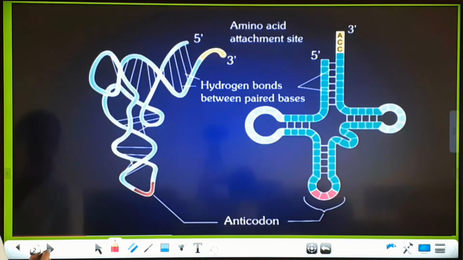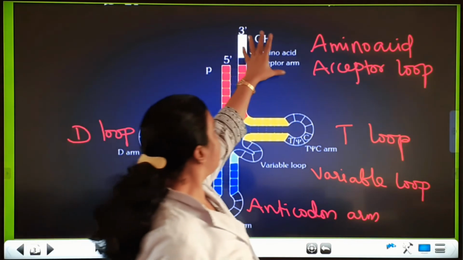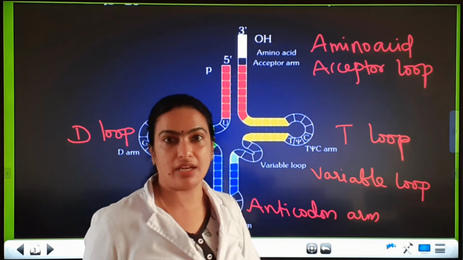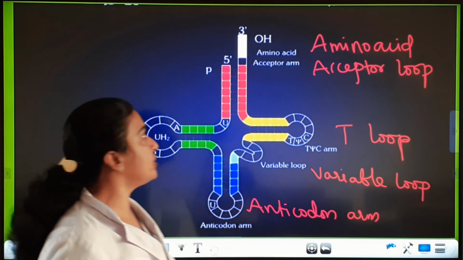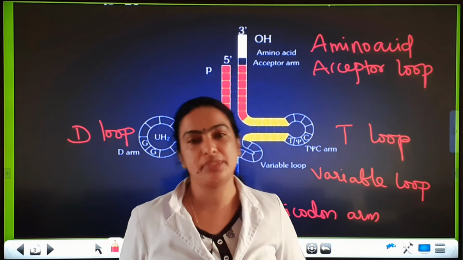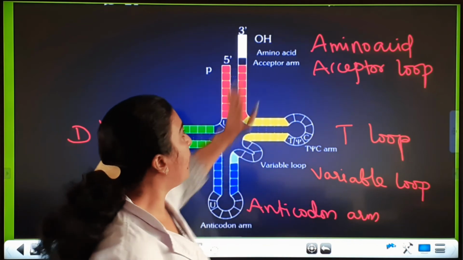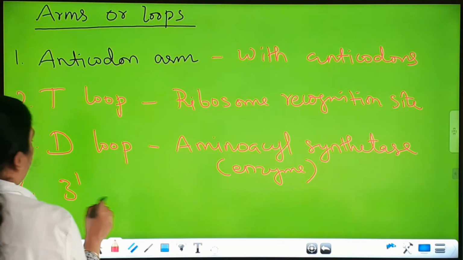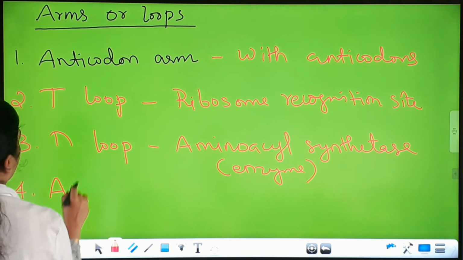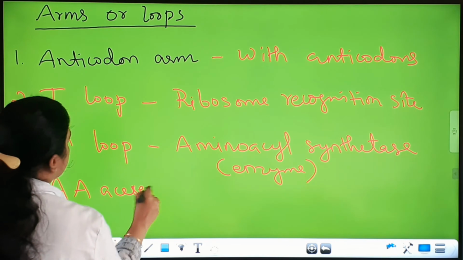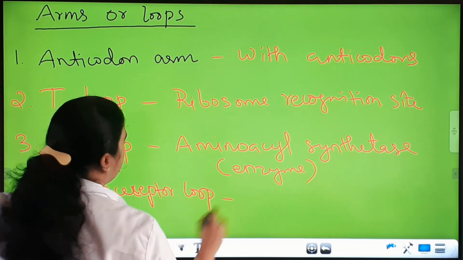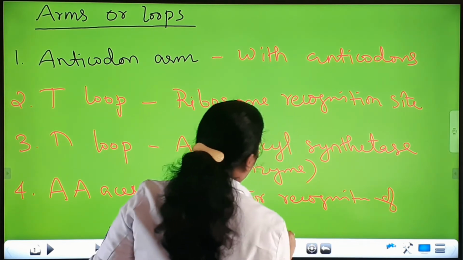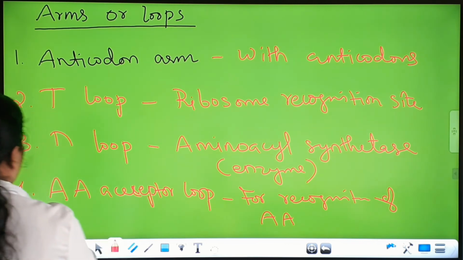And the fourth one, here this is the 3' and here the OH group is free, so this area is functional. This is the amino acid recognition site or amino acid acceptor arm. Okay, so this is the amino acid acceptor arm, that is the 3' end, the amino acid acceptor loop or arm for the recognition of amino acids.